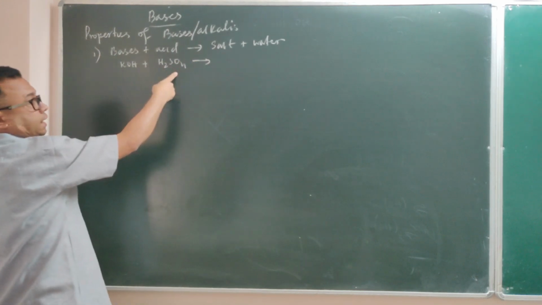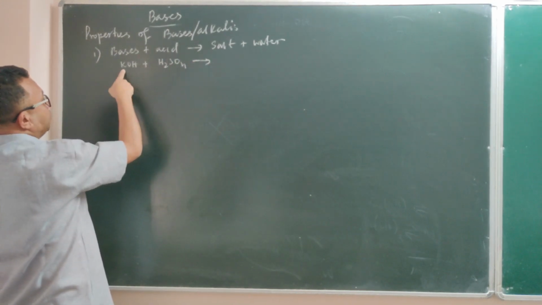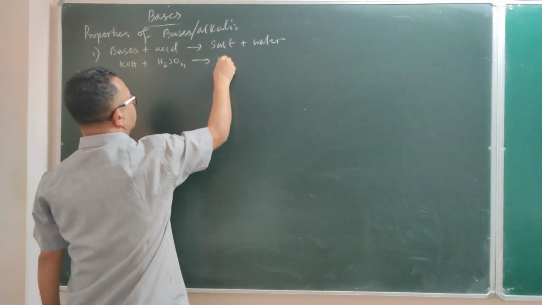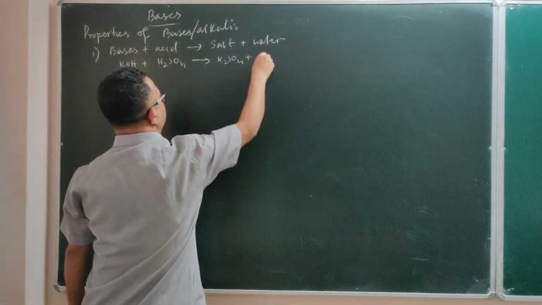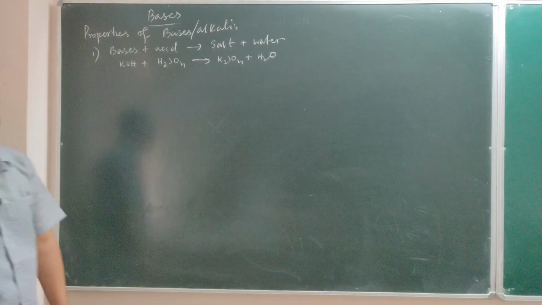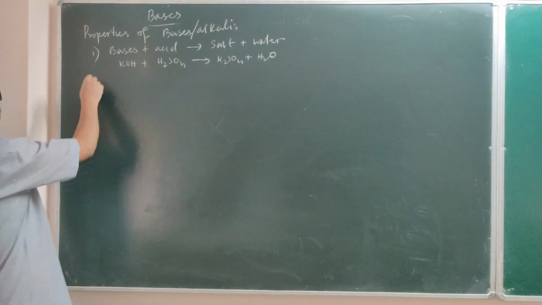So as base and acid will give you salt. Salt means potassium will go and join with sulfate to form potassium sulfate and then plus water. Yeah, this is the first property of base, which you know already.